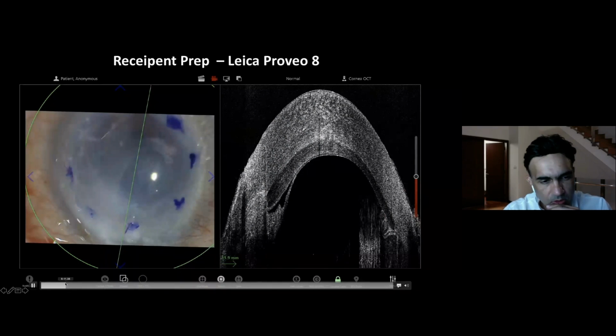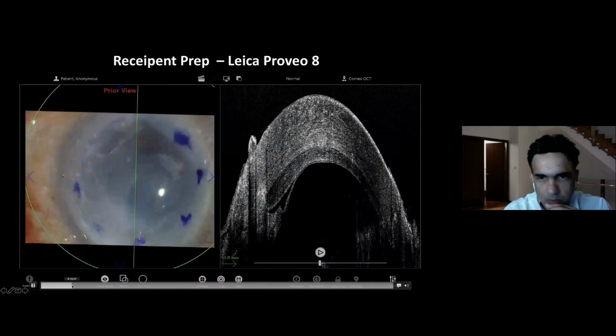Oh, it's stuck on this bit for some reason. Let me just go a little bit more forward. I'll maybe have to skip this through manually. So you can see the adhesion of the graft all the way around on the tissue, on the Descemet membrane.